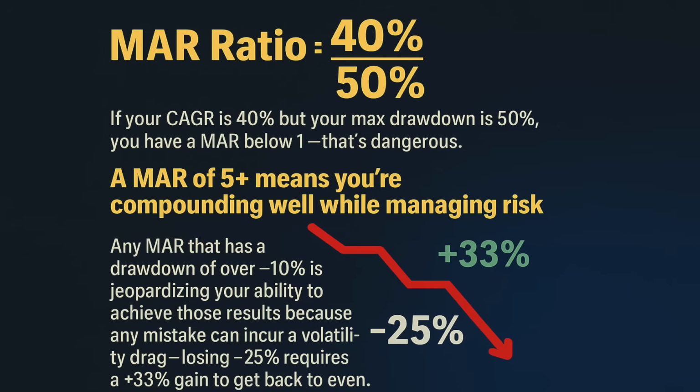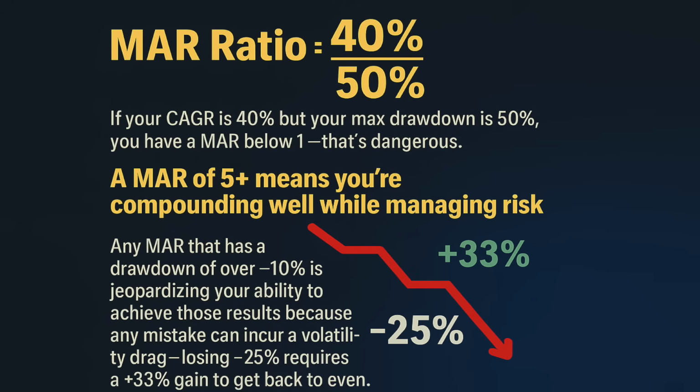The best traders walk the tightrope at a manageable height that they can replicate and stay at for a long period of time. If your CAGR is 40%, but your max drawdown is 50%, you have a MAR ratio below 1. That's dangerous. A MAR ratio of 5 and above means you're compounding well while managing your risk.